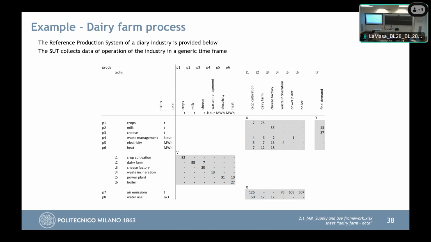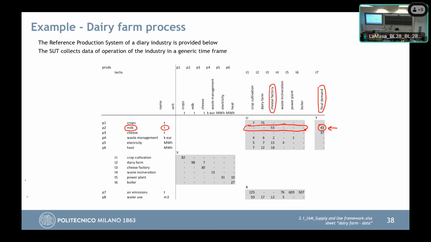Just to make one example, starting from the demand, you see here we have 43. This 43 represents the final demand for milk, quantified in tons. Then we have the intermediate demand that is represented by the sum of all the values in this row. So we have 55, and only the cheese factory is consuming milk. So we have the final demand that is demanding milk, and then we have the cheese factory that is consuming milk.